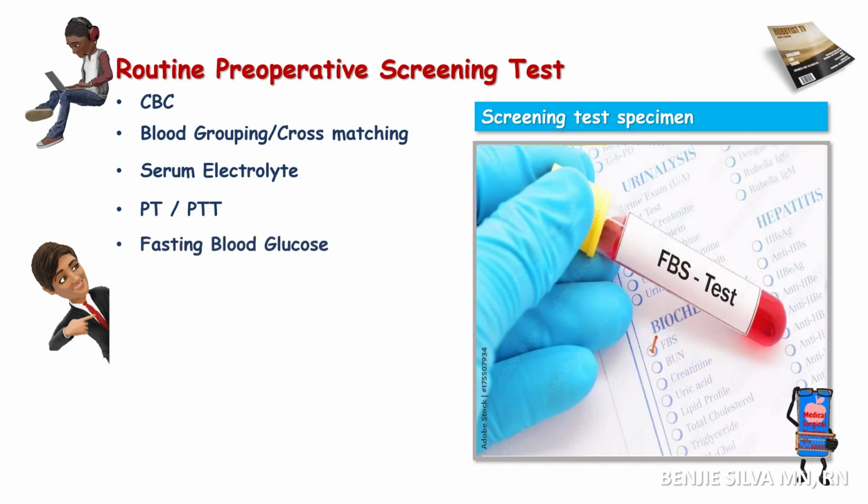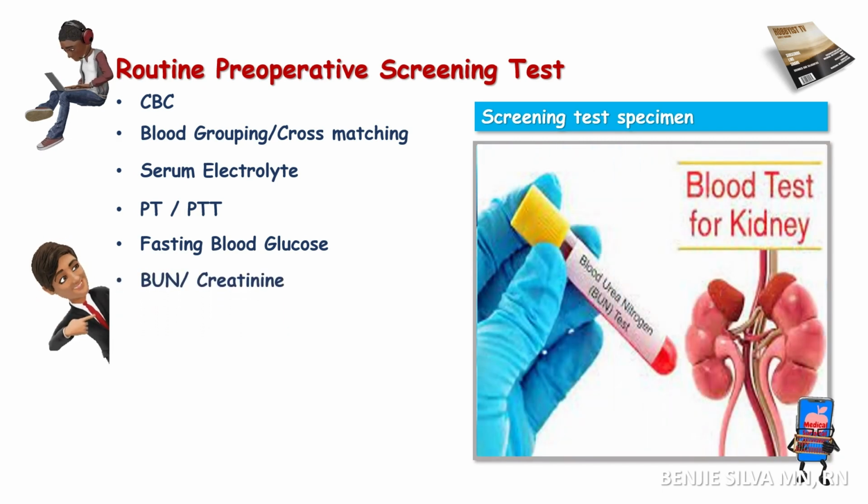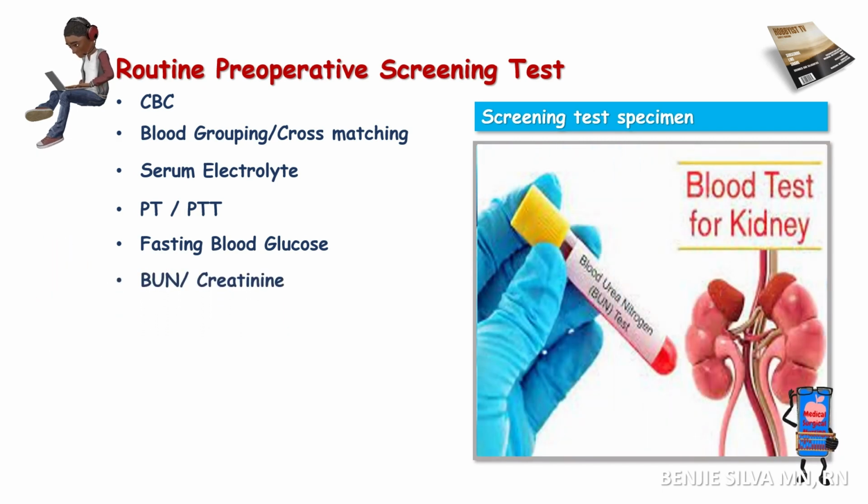Fasting blood glucose or fasting blood sugar. Blood specimen should be drawn after fasting for 8 hours. High level may indicate undiagnosed diabetes mellitus. This is crucial for wound healing. Blood urea nitrogen and creatinine. To evaluate renal function. This is crucial for the excretion of medicines the patient may take before and after surgery.